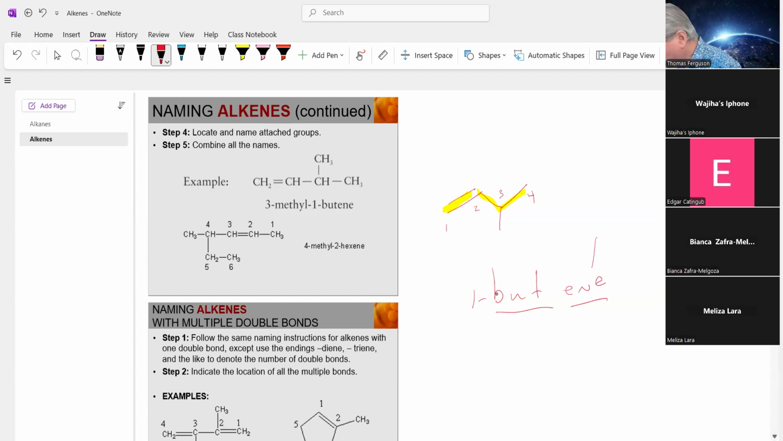The ENE is for the double bond, and this number is the location of the double bond. Now, you might ask, why isn't it carbon number 2? When you count, you have to count the first carbon upon which you encounter the double bond. As you're counting, the first double bond starts at carbon number 1 and goes to carbon number 2. So that's why it's number 1. And we've got a branch at carbon number 3.